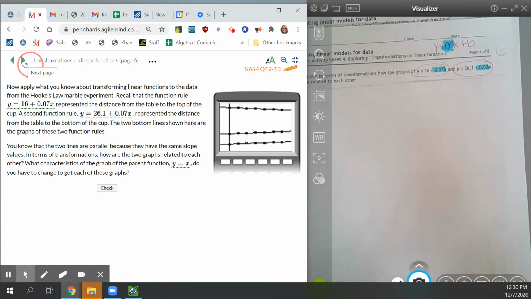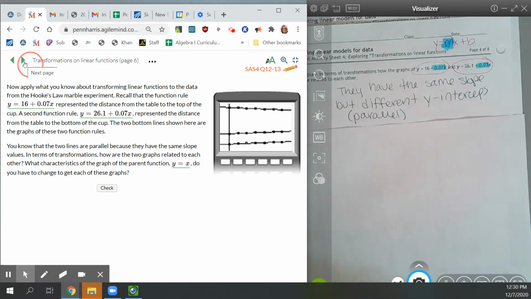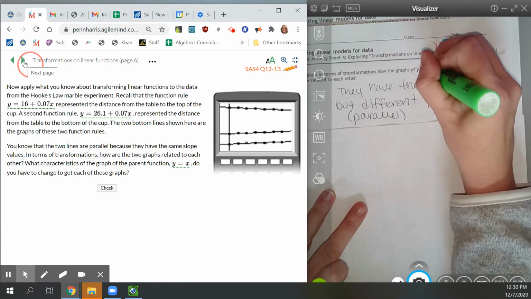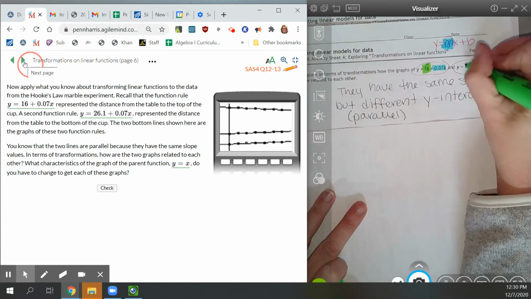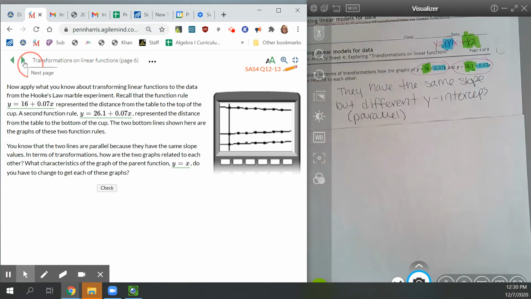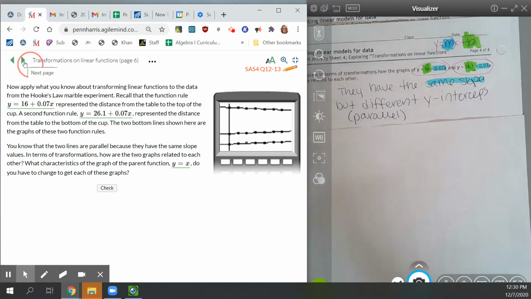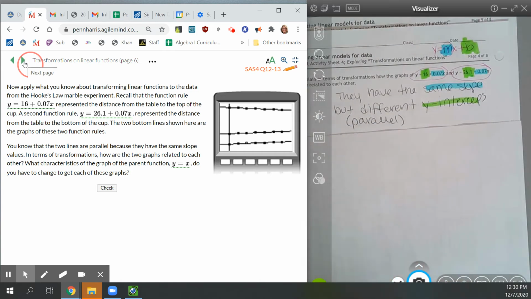Okay, so the first thing I notice, guys, the slopes are the exact same. The slopes are the same, which means that they are parallel lines. Okay, they have the same slope, but different y-intercepts. In this equation, 16 is my y-intercept. In this equation, 26.1 is my y-intercept. Okay, they have the same slopes and different y-intercepts, which means that these lines are parallel.